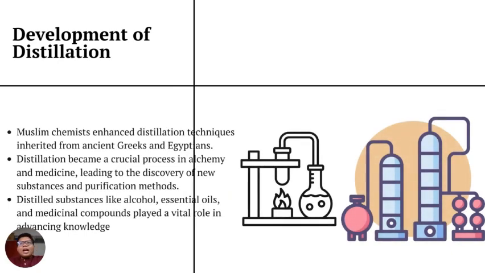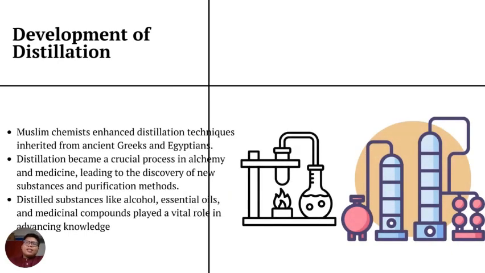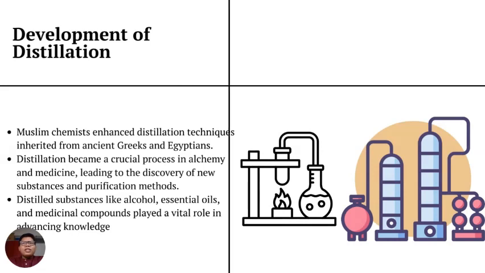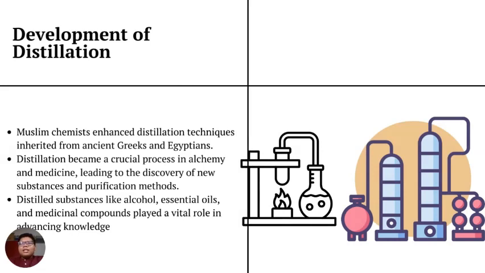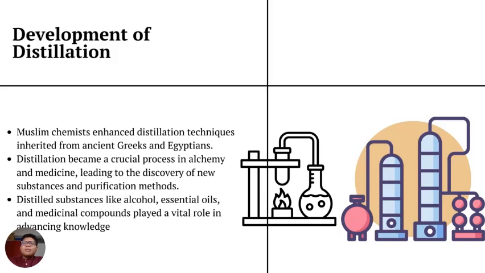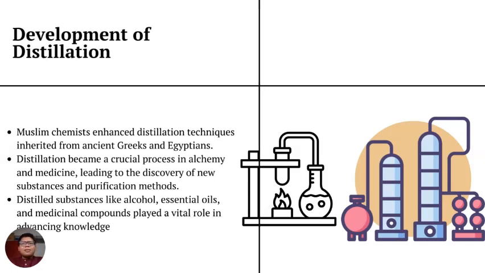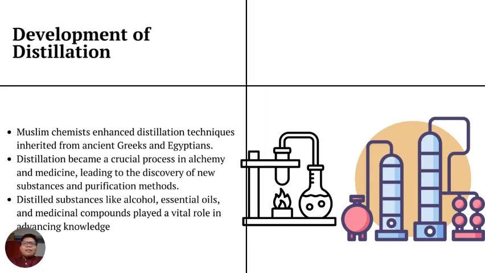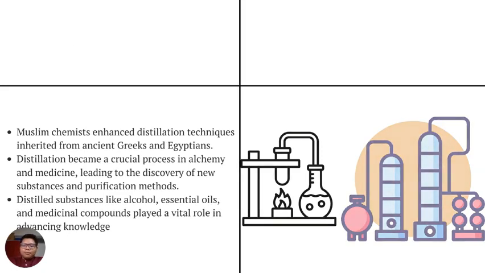Muslim chemists enhanced distillation techniques inherited from ancient Greeks and Egyptians. Distillation became a crucial process in alchemy and medicine, leading to the discovery of new substances and purification methods. Distilled substances like alcohol, essential oil, and medicinal compounds played a vital role in advancing knowledge during this period.